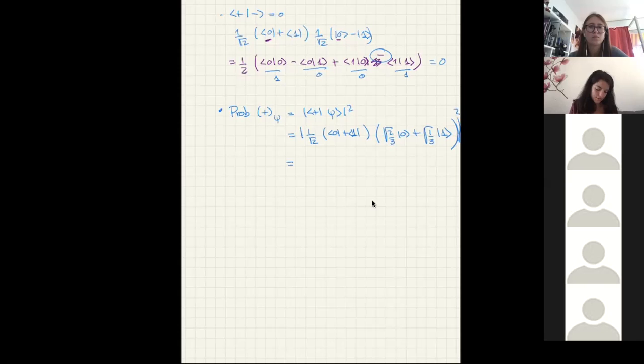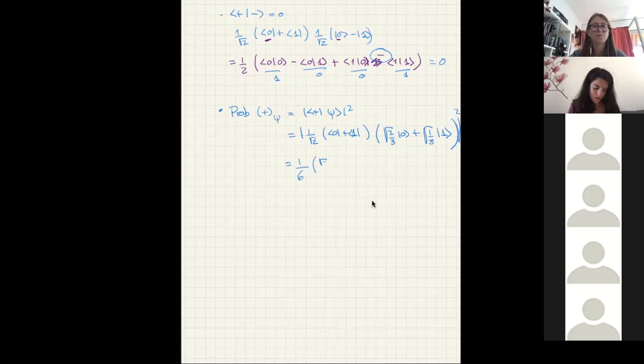So let's take this outside, 1 over square root of 2. Let's take the 3 outside, 2 times. Sorry, let's take 1 over square root of... we take the 2 out, we take the 3 out, so 1 over square root of 6.